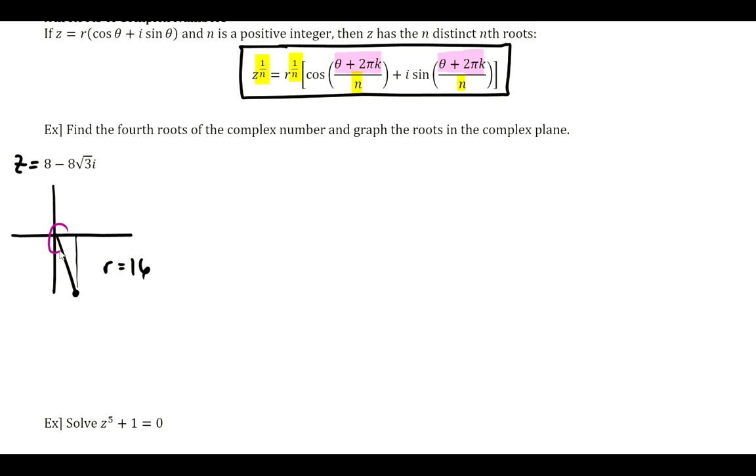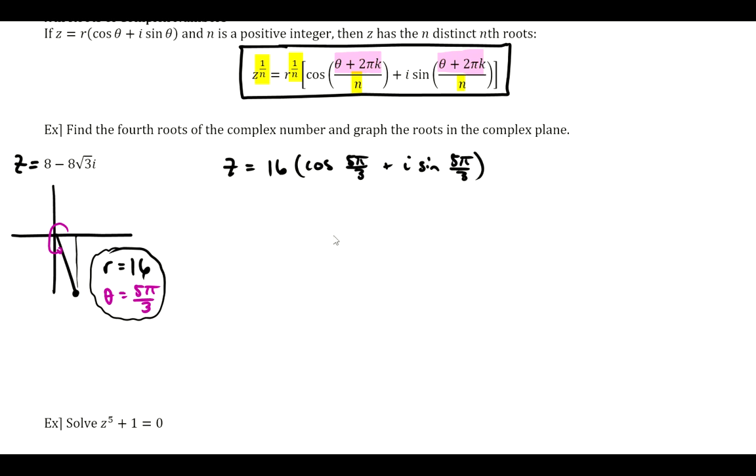So there's our right triangle, and we could find theta. If we don't know it's a special right triangle, we could do the Pythagorean theorem, and we could also use tangent to get this angle. But because it's close to the y-axis, and I know it's a special right triangle, we know theta is 5 pi thirds. So we've got our information there, which means I can now rewrite z using 16 and then cosine of the angle, 5 pi thirds, plus i sine of 5 pi thirds. That's how we normally do it.